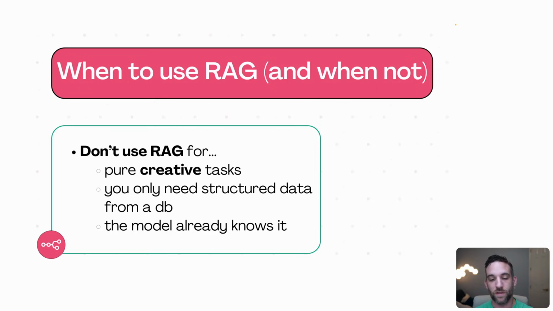And then if you only need structured data from a database, so a structured database would be a SQL database, a typical SQL database, and you don't need that, right? And if the model already knows the information, we don't need to use RAG, right? So if you want to store like history, probably it already has that information. You don't need to really store that, right? Or you can even just do some search online for that.